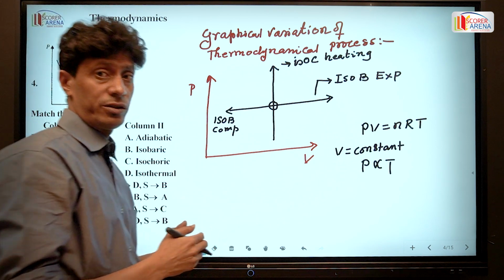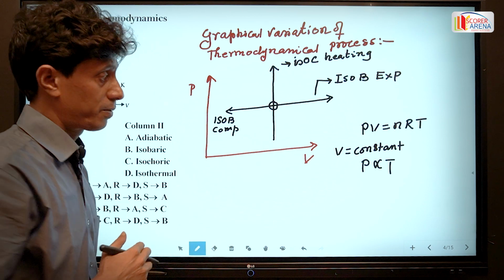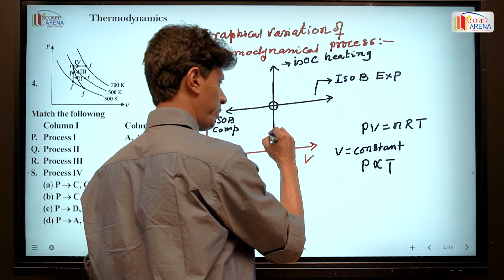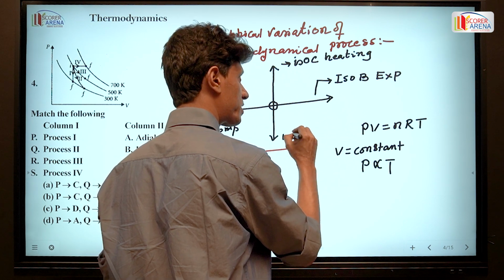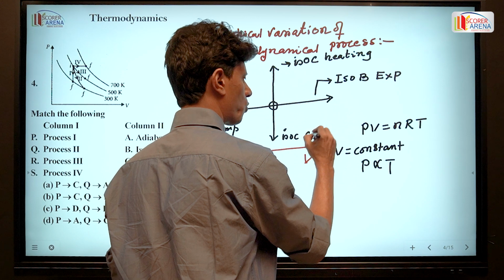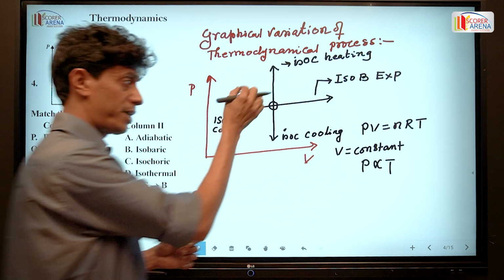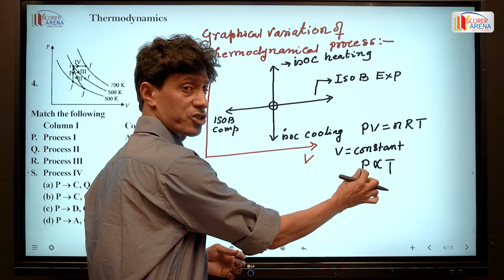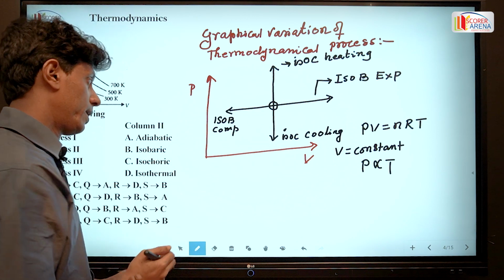Temperature increasing, with the rise of temperature, pressure of gas is also increasing. And arrowhead downward means iso-C cooling. Similarly, iso-C cooling, pressure decreasing. So with the decrease of temperature, pressure of the gas decreases. This process is iso-C, that is volume is constant.